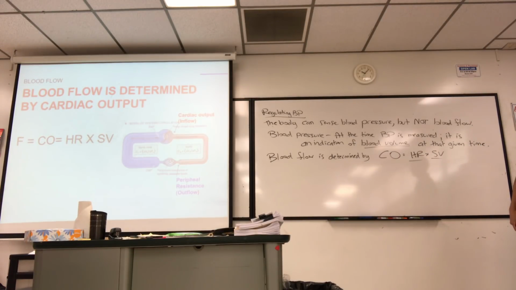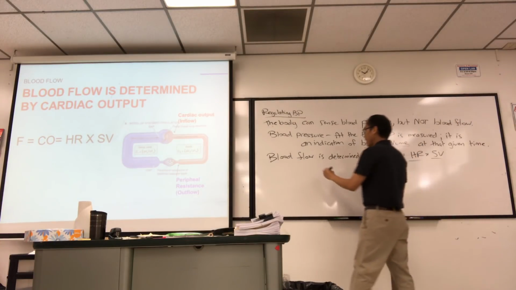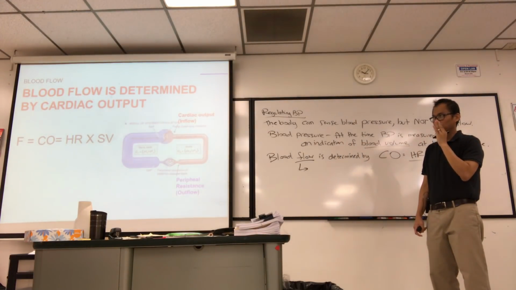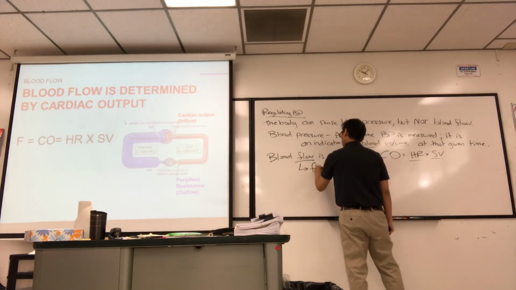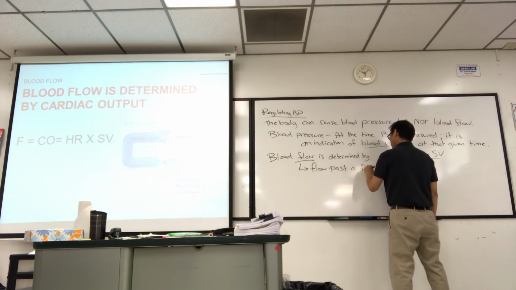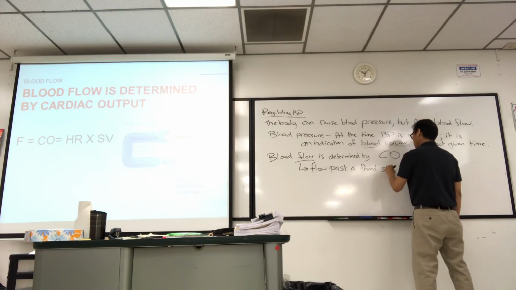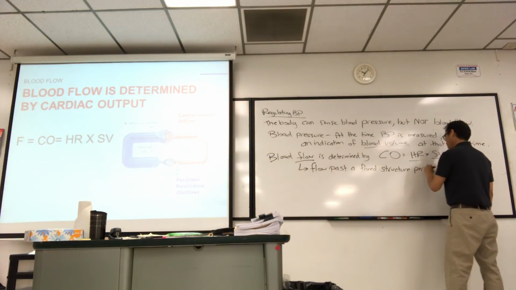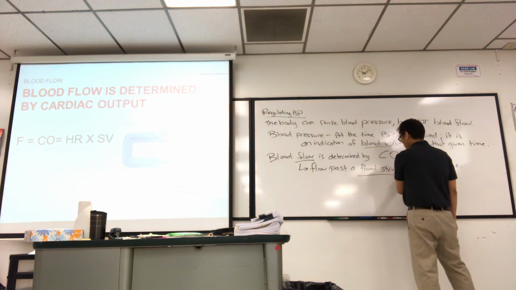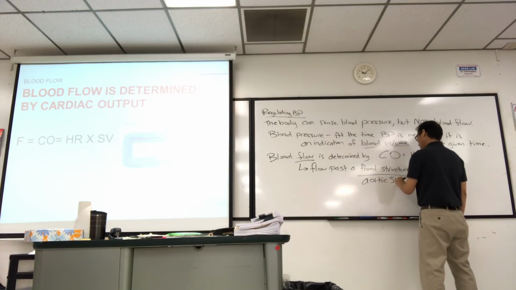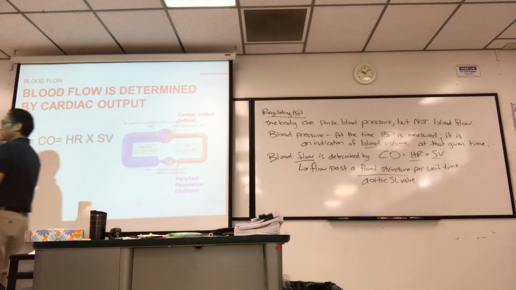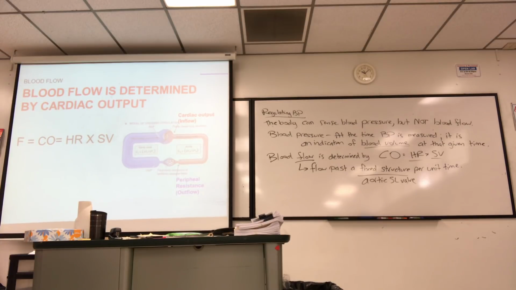And flow, you've got to have some parameters here. It's flow of a liquid past a fixed structure per unit time. So for us, let's let that fixed structure be the aortic valve. That's the cardiac output. That's the blood flow for us. So you get enough cardiac output, then the blood pressure should be high enough.